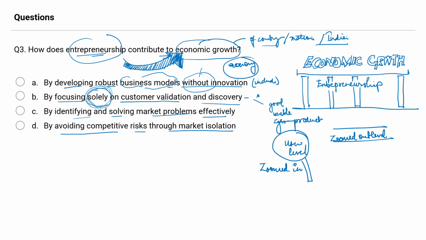Right? Third is by identifying and solving market problems effectively. So whatever the problems are there in the market, you're identifying it and you're trying to solve it, right? That is also very critical. It could be a probable answer. By avoiding competitive risks through market isolation. Okay. So it says that you are actually avoiding the risks, competitive risks through market isolation.